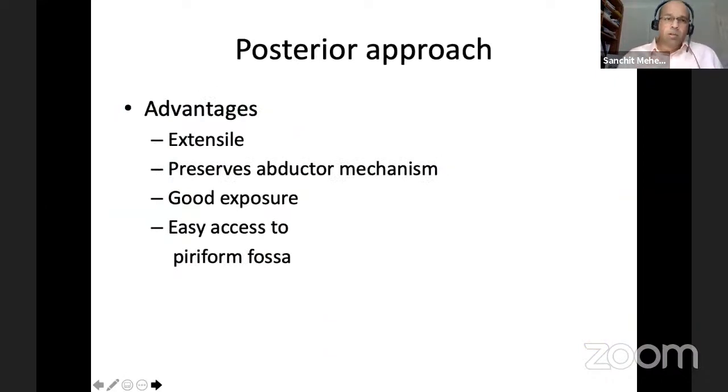So the posterior approach advantages, everybody's familiar with it. It's one of the commonest used approaches. It's extensile.